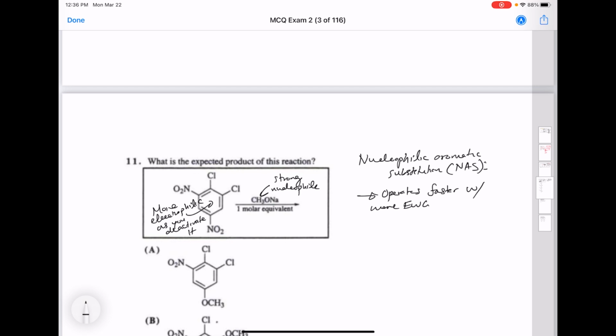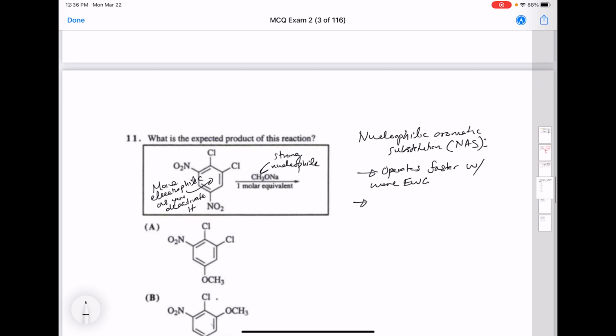And in an NAS reaction as well, I'm trying to put this the right way. In an NAS reaction, ortho-para directors and meta directors do not play a role. So the location at which the nucleophilic substitution occurs is at the location of the leaving group. So when we look at our structure, what is the best leaving group, an NO2 group or a chlorine group? It's the chlorine group, right? So we know that one of these chlorines is going to be substituted.